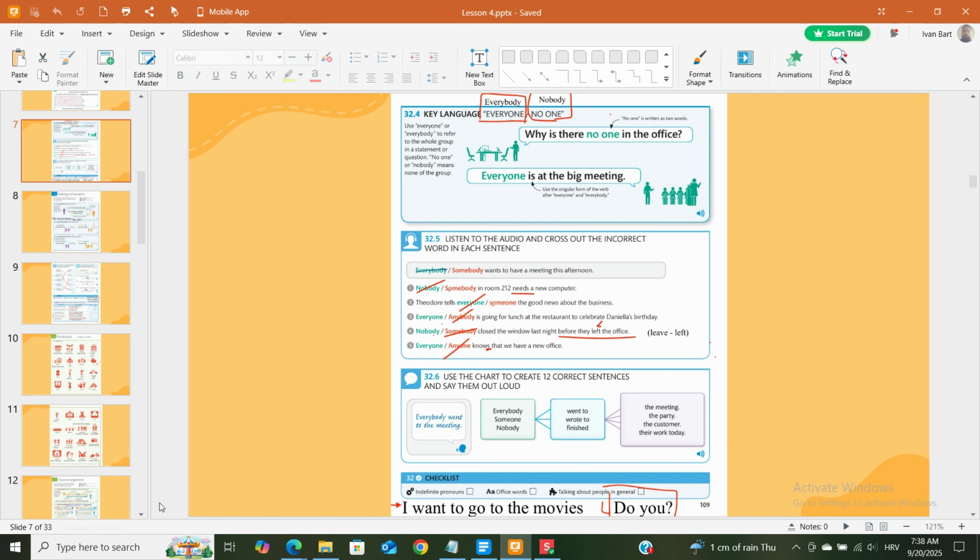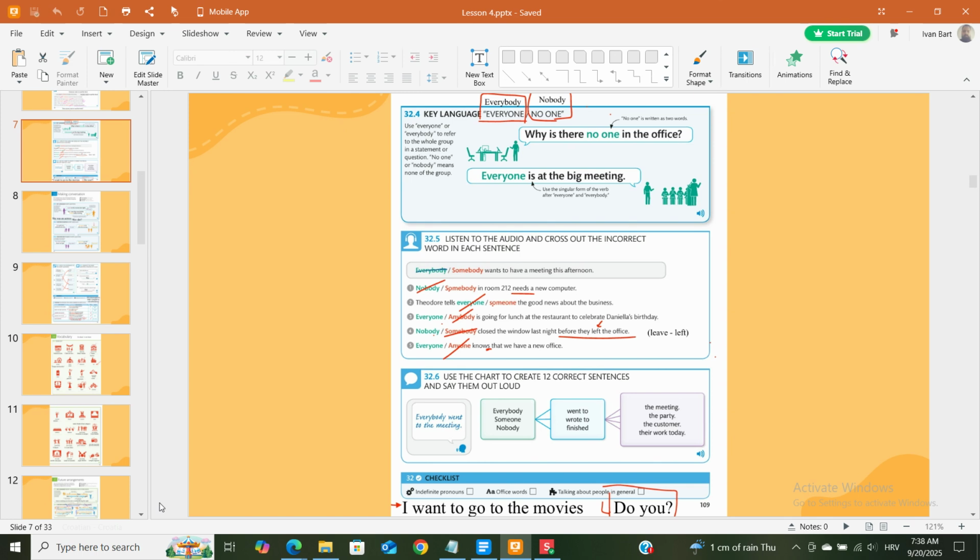Leave, left. 32.6 Use the chart to create 12 correct sentences and say them out loud. Everybody went to the meeting. Nobody went to, wrote to, finished. 32 Checklist. Indefinite pronouns are office words. Talking about people in general. I want to go to the movies. The meeting. The party. The customer. Their work today.